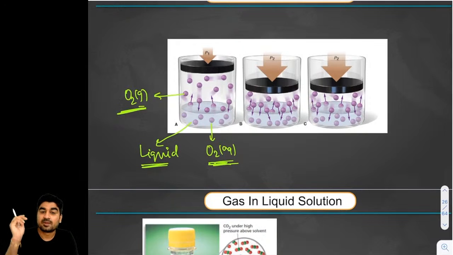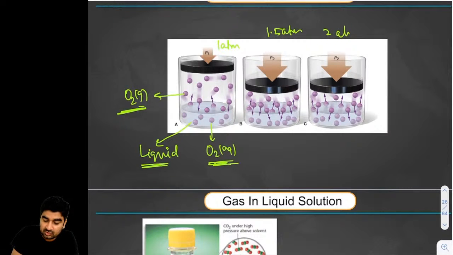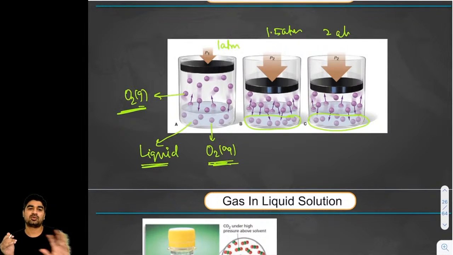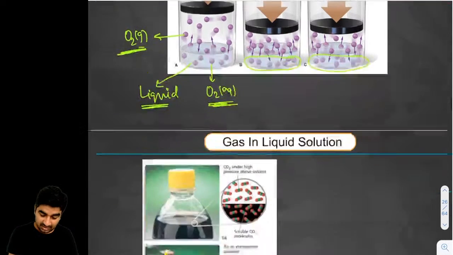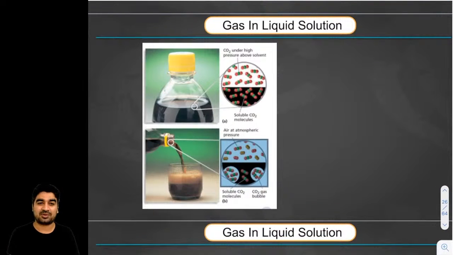Any doubt? So if you are increasing the pressure, suppose here it was 1 atm, now it is 1.5 atm, and now it is 2 atm. So more and more molecules will dissolve. So as you increase the pressure, more and more molecules will dissolve. Okay guys? And if more molecules are being dissolved, you can say on increasing the pressure, the solubility of gas is also increasing.